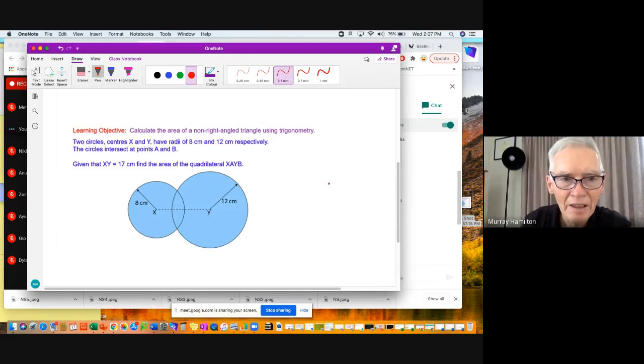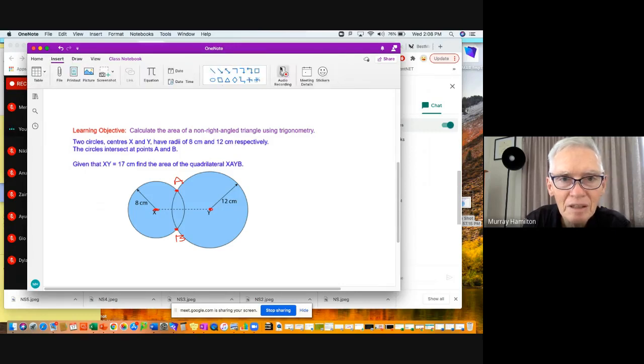So it's got two centers, circles X and Y. So there's the center of one circle, and here's the center of another circle. You've got the radii, 8 and 12, and they intersect at points A and B. So I'm going to call this point A, and I'm going to call this point B. Now, I still haven't got any triangles there, have I?